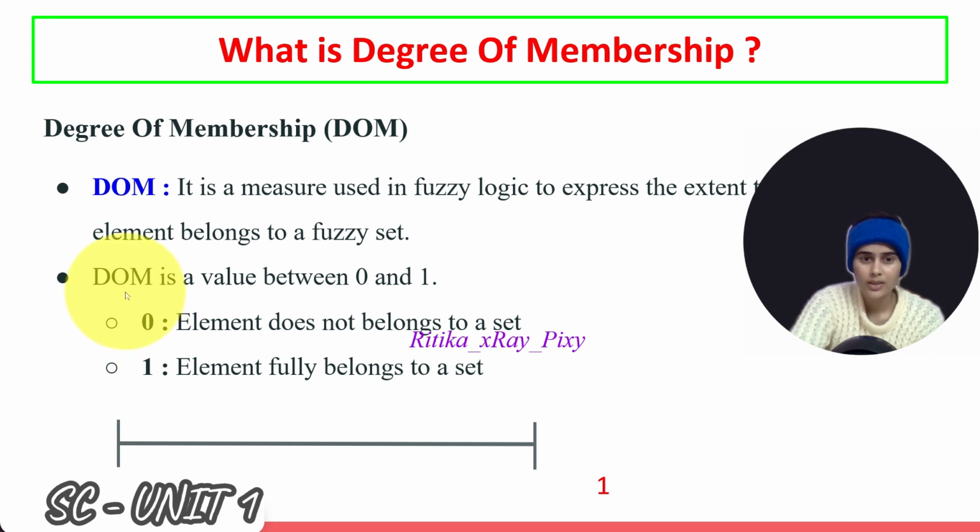Then we have the degree of membership value. It is between 0 and 1. 0 clearly means that the element does not belong to the set. 1 means that it fully belongs to the set. Then we have other values in between 0 and 1: 0.1, 0.2, 0.3, 0.4, 0.5, and so on.